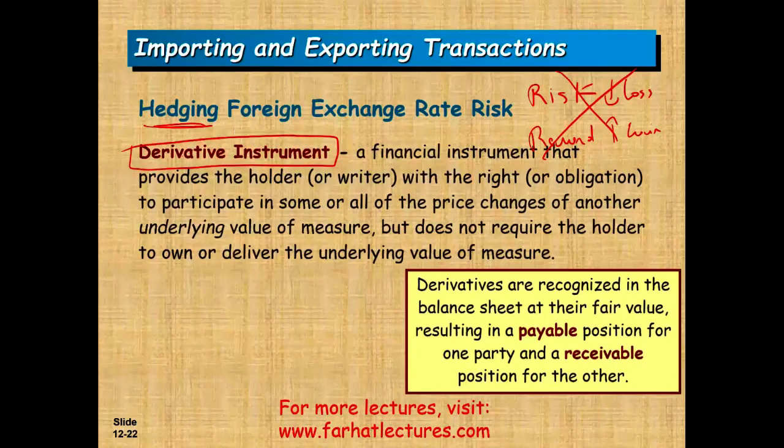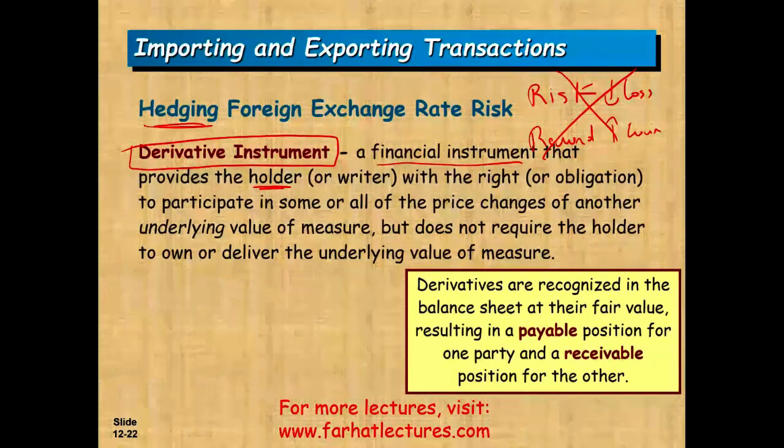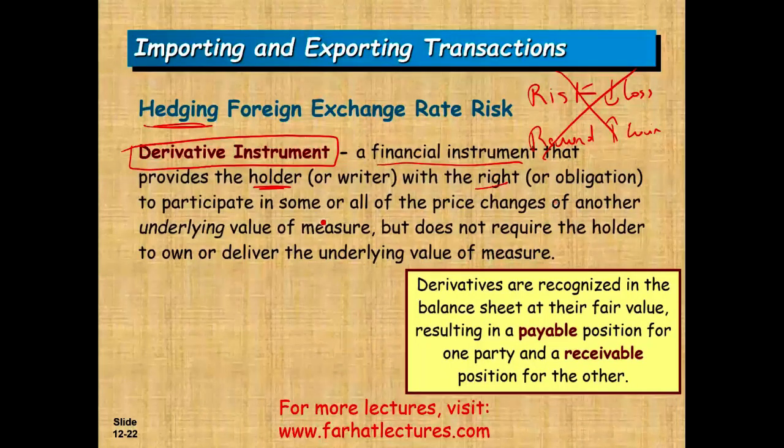Now, what is a derivative instrument? Basically, a derivative instrument is a financial instrument. It's a contract that provides the holder, or the writer, if you can buy it or you can write it, with the right or the obligation to participate in some or all of the price changes of another underlying value or measure, but does not require the holder to own or deliver the underlying value or measure.